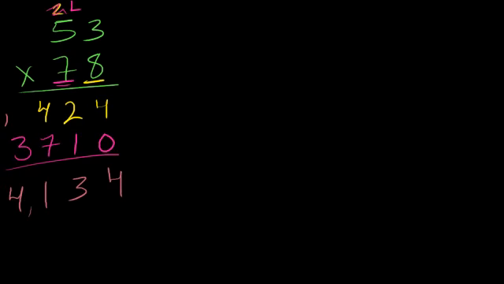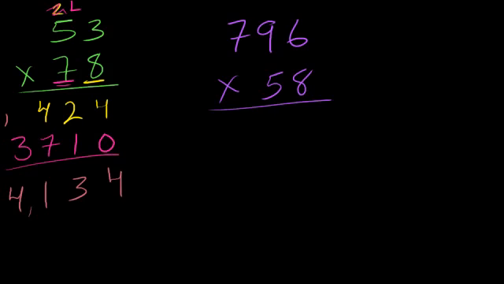Let's up the stakes a little bit. So let's say I had 796 times 58. Let's mix it up well. All right, so first we're going to just multiply 8 times 796.